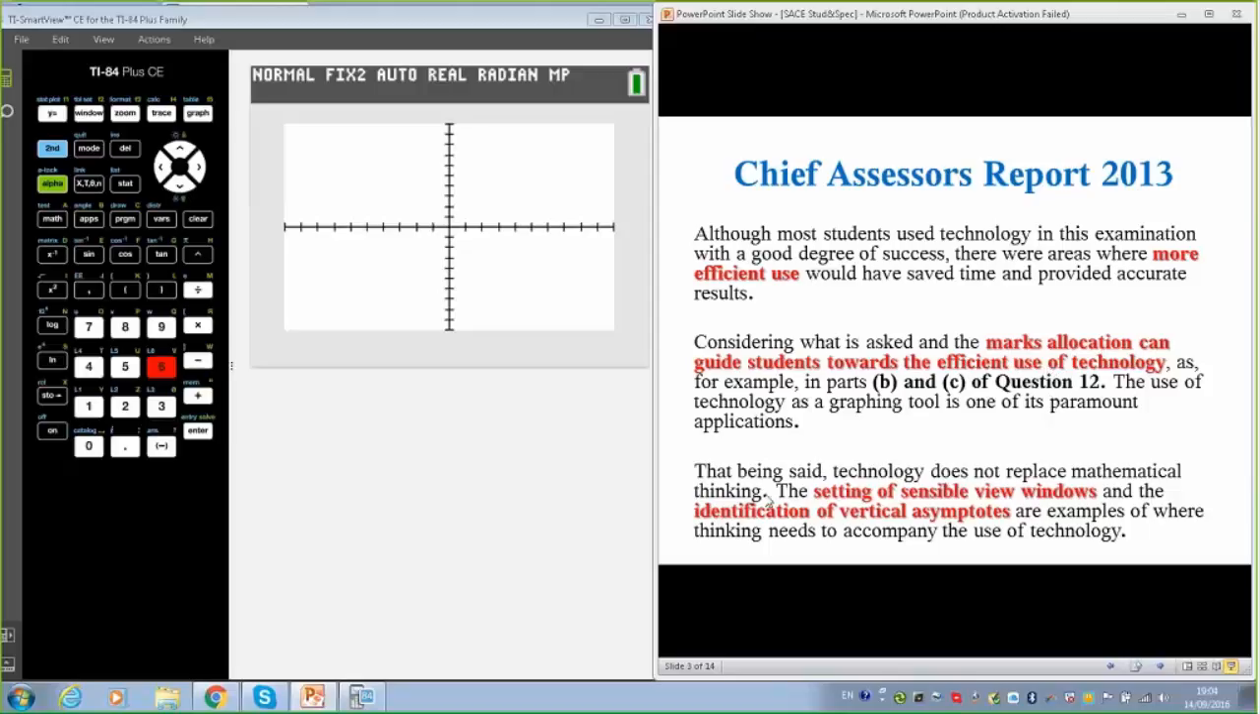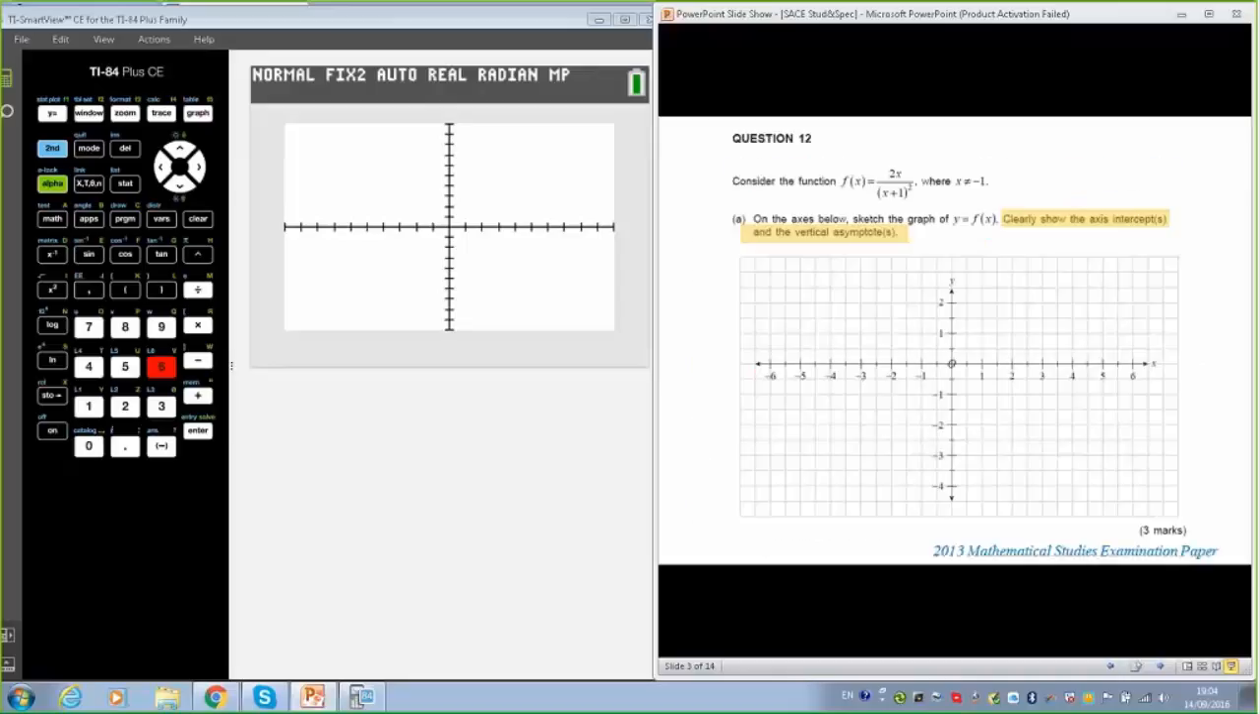And finally, also setting up a sensible view window. Most of those are controlled by the question, but others students need to work out for themselves. And this, again, is a question that I'll look at in a minute, is obviously putting in the asymptotes. They don't come up naturally on the technology, and students need to be aware of that when they're working through these questions. So this was the question 12 that they talked about.